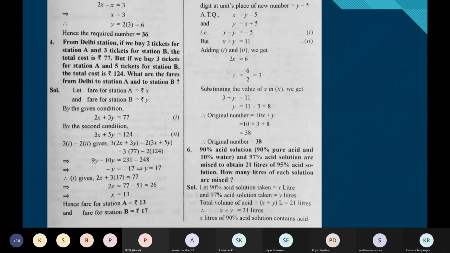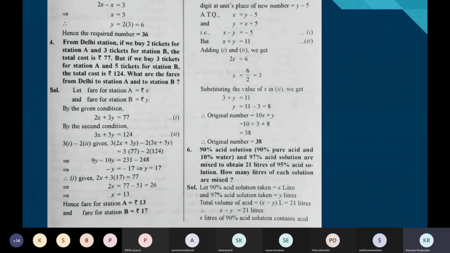The 90% acid solution is X liters, and the 97% acid solution is Y liters. So we are taking X liters of the first solution and Y liters of the second solution. When you mix X liters and Y liters, how many liters are you getting? 21 liters. So what is the equation from that? X plus Y is equal to 21.